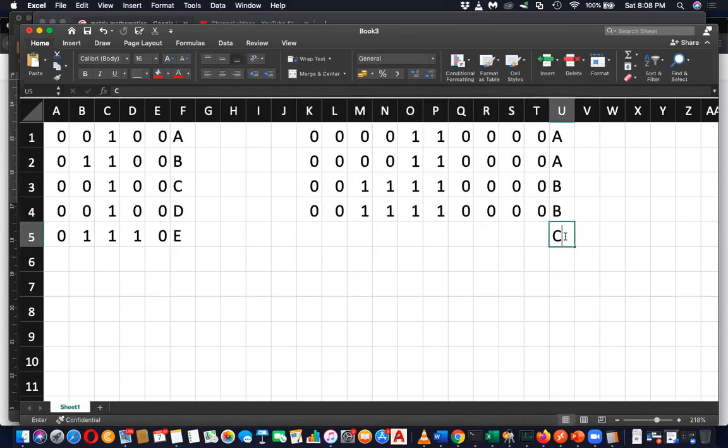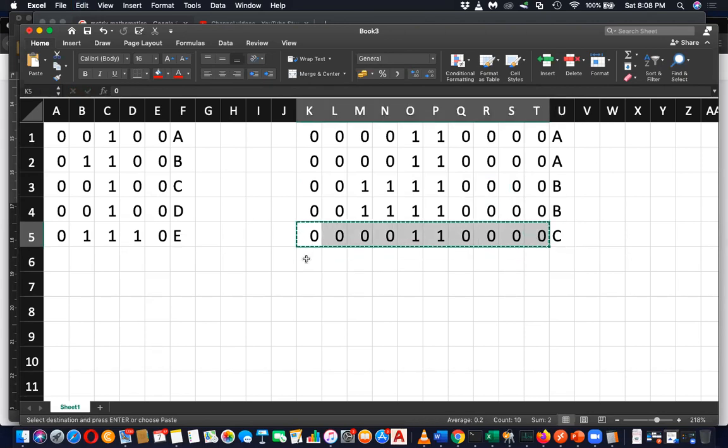Then line C. Line C: 4 zeros, 2 ones, 4 zeros. Then repeat the line C.